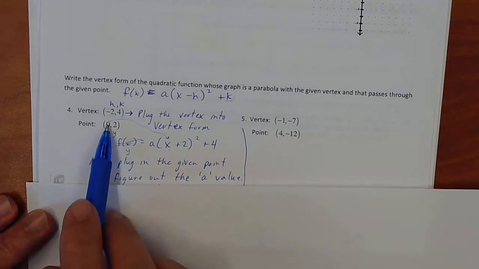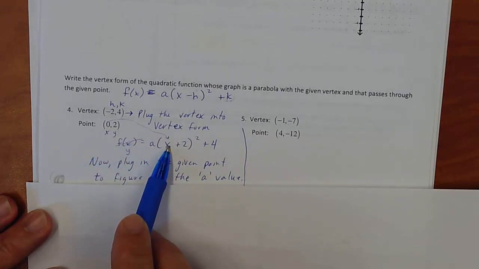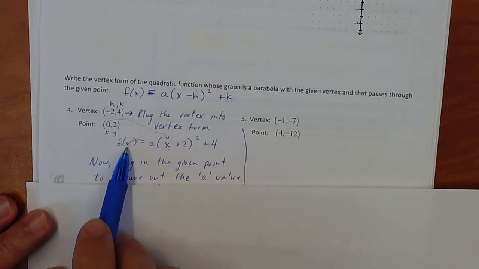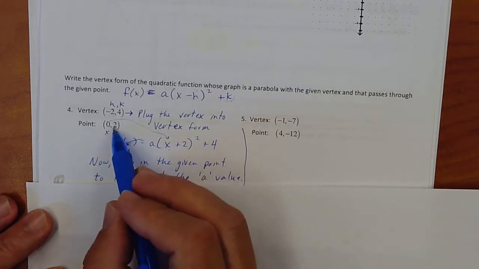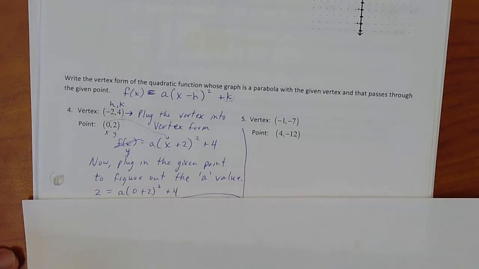Okay, so if this is x, it goes here. I'm going to throw 0 in right here, and I'm going to throw in this y value of 2 right here for f of x, right? f of x can always be replaced as y, so the y value goes here. So now we have this. Write that down.